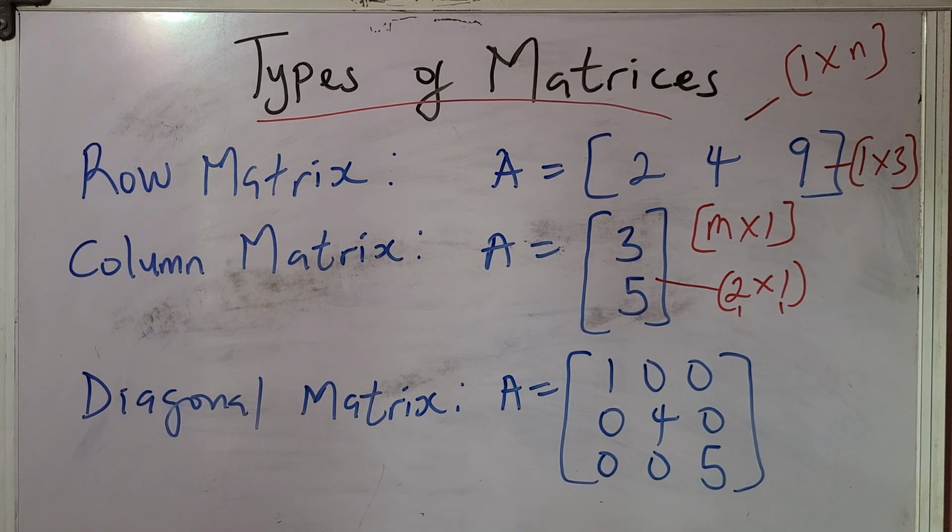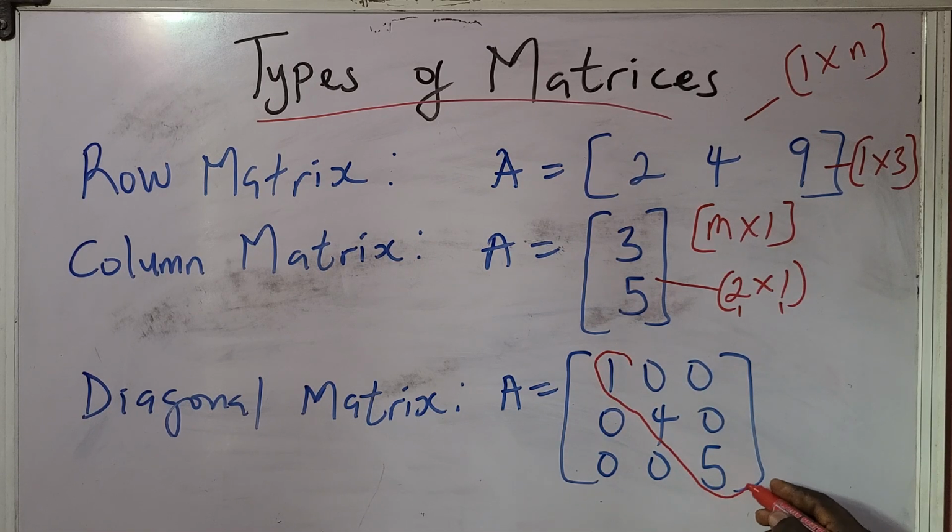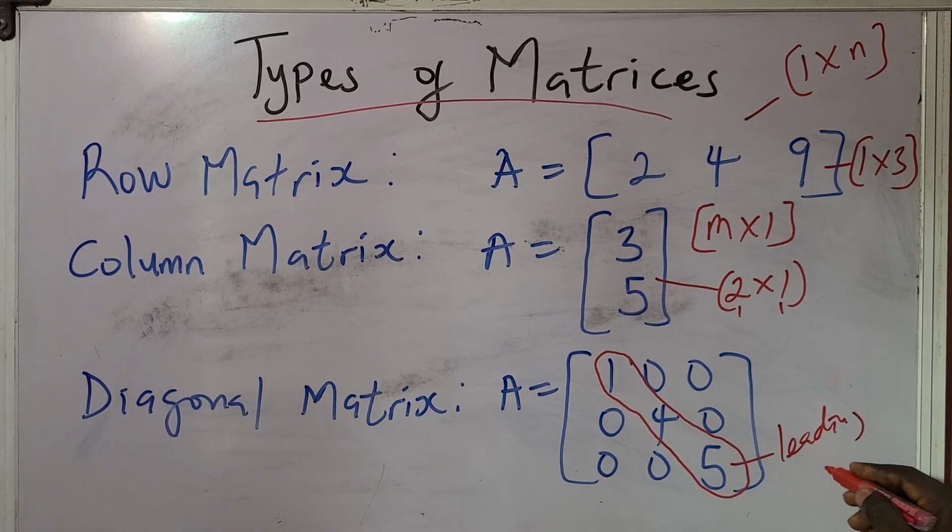Let's go to the next matrix, a diagonal matrix. The peculiarity of this matrix is that every other element is zero, apart from the leading diagonal. Now, let me quickly talk about the leading diagonal. When you're dealing with a square matrix, the diagonal that stems from the top left to the bottom right is the leading diagonal. So what we have right here is what we call the leading diagonal. Never forget that.